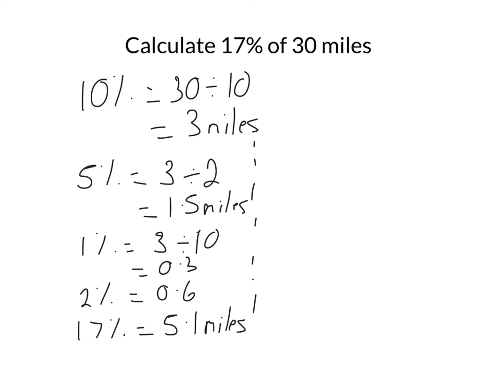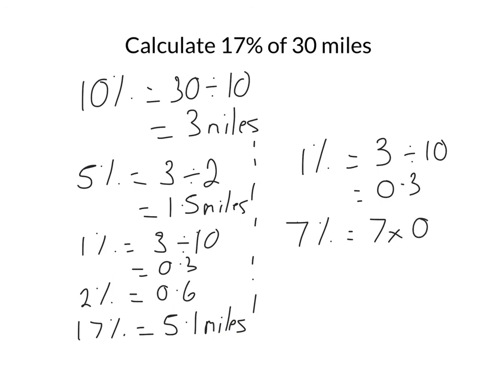You may think that's a little bit hard work. You may prefer to do a slightly different method. The alternative would be to find 1% straight away. So I know 1% is going to be my value for 10% divided by 10. So 3 divided by 10 gives me 0.3. And then say that 7% is going to be 7 lots of my value for 1%. 7 lots of 0.3 is 2.1 miles.